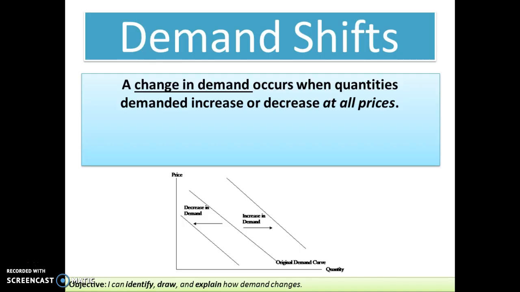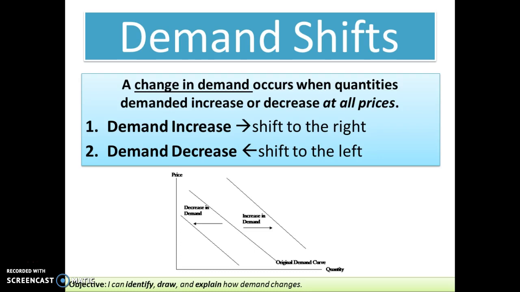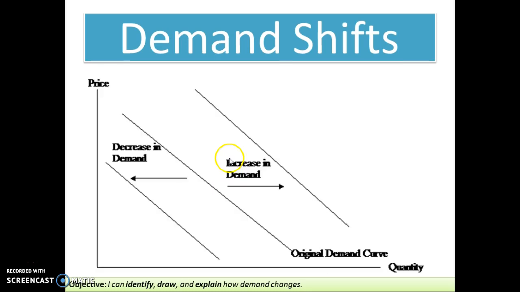When we talk about demand shifts, we're talking about a change in demand, not a change in quantity demanded, and it's going to occur when we have a demand increase or decrease at all prices, not a specific price. And so if we have a demand increase, it's simply a shift to the right. A demand decrease is a shift to the left, and this is what it will look like on the graph.